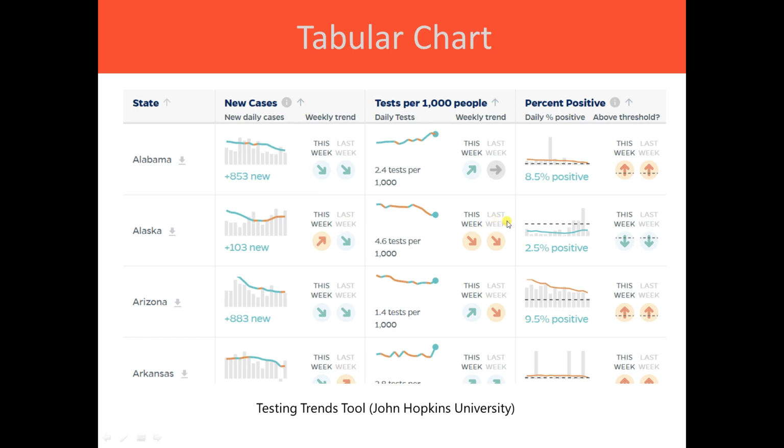There's also a tabular chart, also very nice, by state. It shows you the new cases in a line graph, the trends, the tests that were conducted, and the percent positive, right? In a nice spreadsheet kind of way, but illustrated with visualizations. I also like this a lot. This is also from Johns Hopkins.